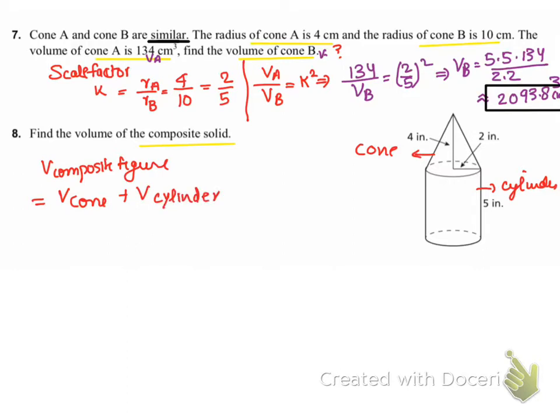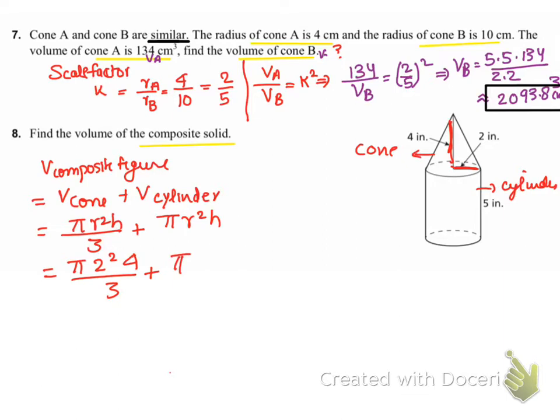So just add it. Volume of cone is what? Pi r square h over 3, and for a cylinder pi r square h, but the r and h could be different, so you just do it carefully. For cone, this is the r, 2 square, height is 4, over 3, plus, and for cylinder, what is the r? R is again the same, this is also 2, no matter whether you're taking it from top or bottom.